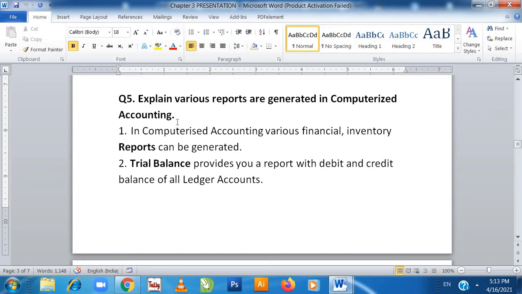Now the first report is trial balance. What will a trial balance provide you in a report? It will provide you with the debit and credit balance of all the ledger accounts. From ledgers we had created voucher entries. Now we need to know the actual position of my party, how much money I have to take and how much money I have to give. So through trial balance, it will give me a report with debit and credit balance of all the ledger accounts.